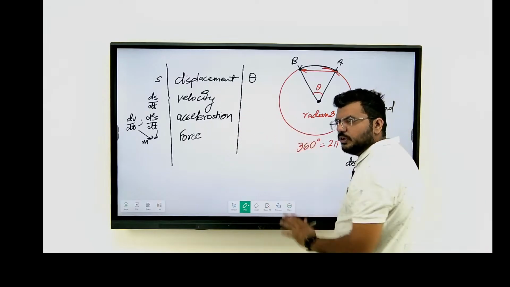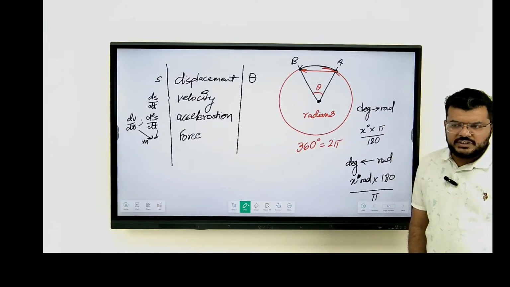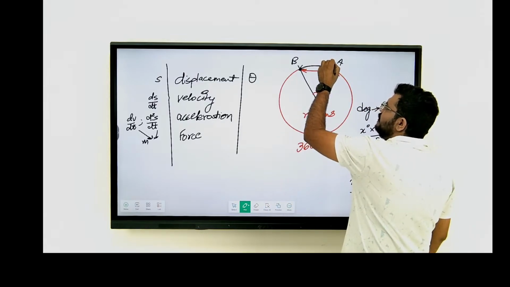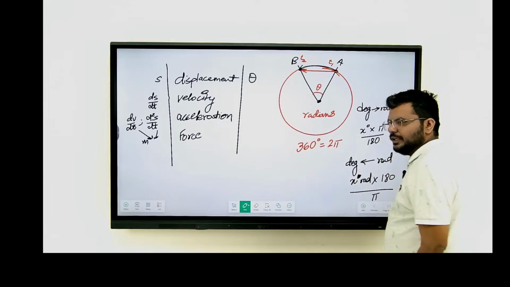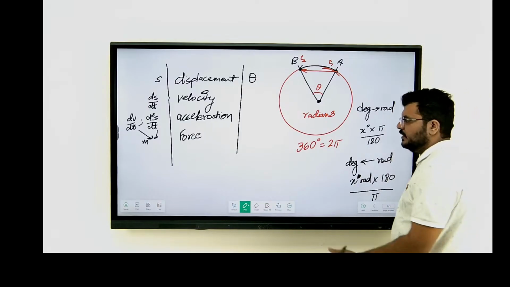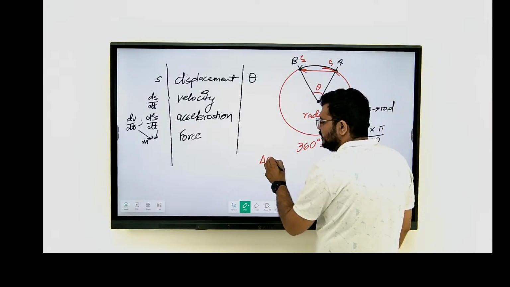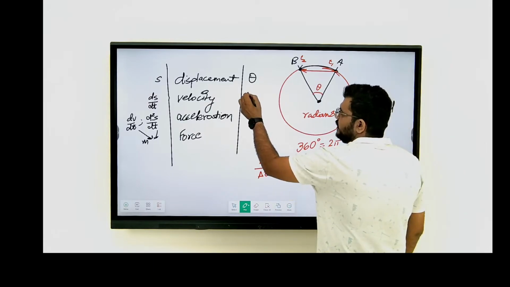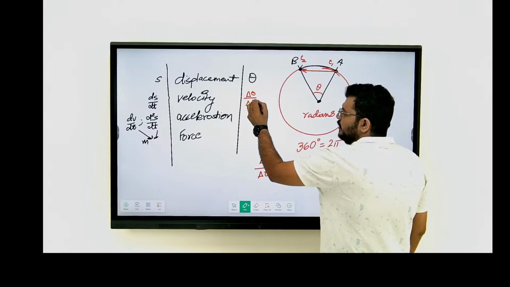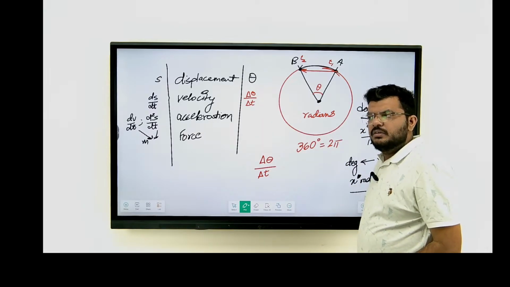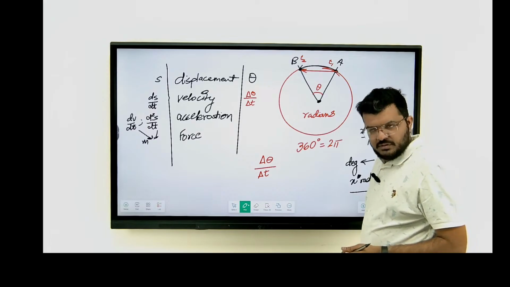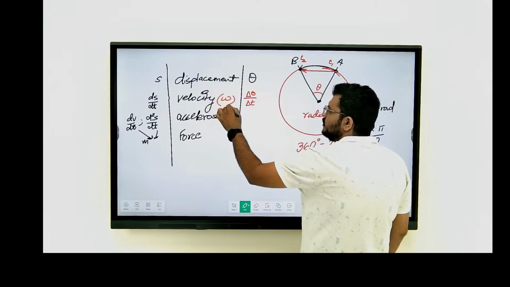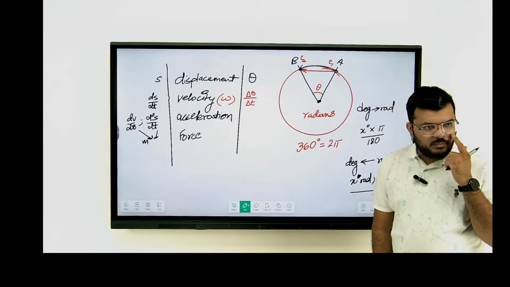Now let's do the same for velocity. For velocity, see, if at let's say time t1 it's at A and at time t2 it is at B, then the displacement is delta theta, and this is happening in a time delta t, right? So I will write this is delta theta by delta t. Okay. And this can be denoted by omega. For circular motion, velocity is omega, right?